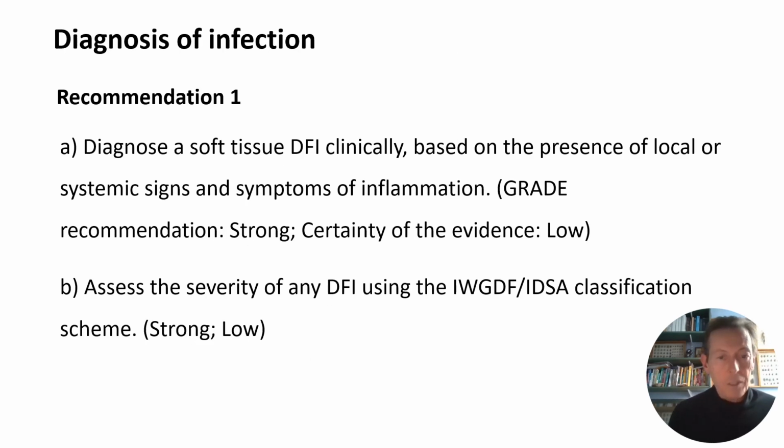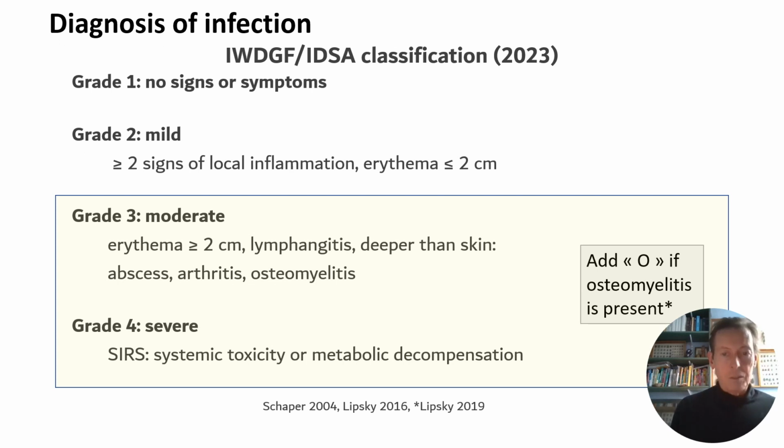So the first point is to diagnose infection, and it is recommended to diagnose a soft tissue infection clinically, not microbiologically, based on the presence of local or systemic signs and symptoms of inflammation. This is a strong recommendation regarding the grade, and the certainty of the evidence is low. And to assess the severity of the infection, once it has been diagnosed, we recommend to use the IWGDF IDSA classification scheme. This classification is the following.